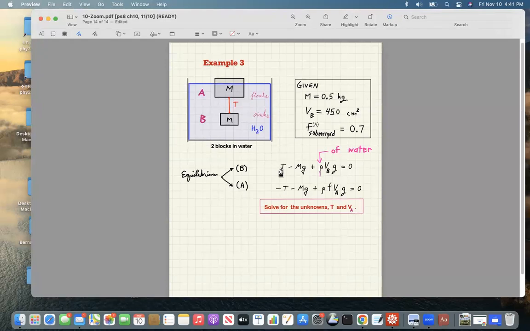So am I finished? Yeah, I'm finished for determining T. But I also want to determine what's the volume of this upper mass. And that doesn't appear in this equation. So I need another equation.